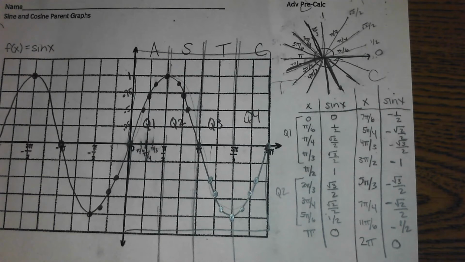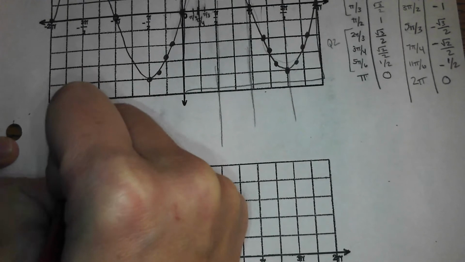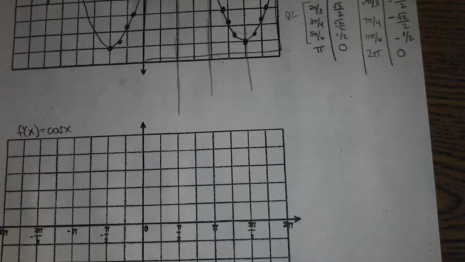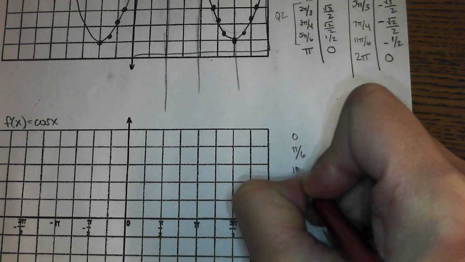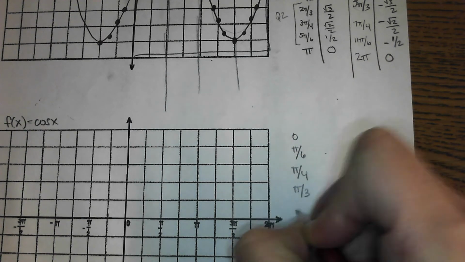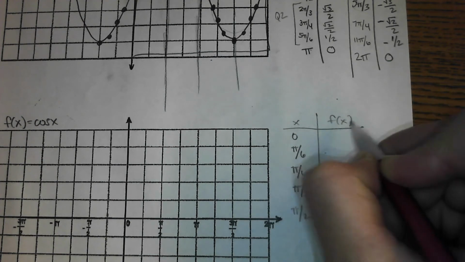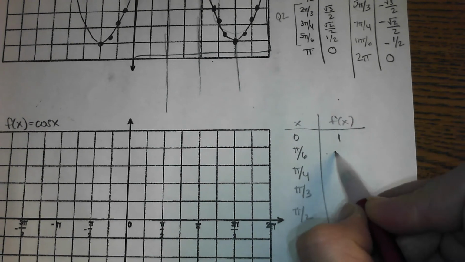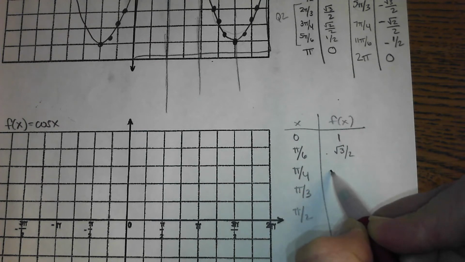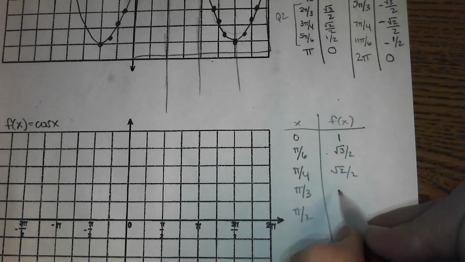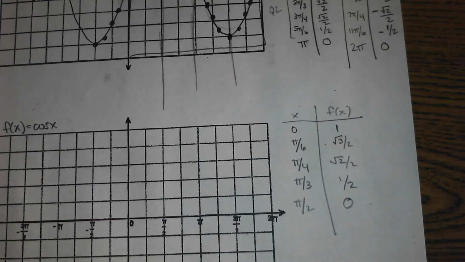Okay. We're not going to do nearly as much detail for cosine of x. We'll maybe just do the first quadrant because we know it. What's the cosine of 0? 1. Cosine of pi over 6. Cosine of pi over 4. Cosine of pi over 3. Cosine of pi over 2.